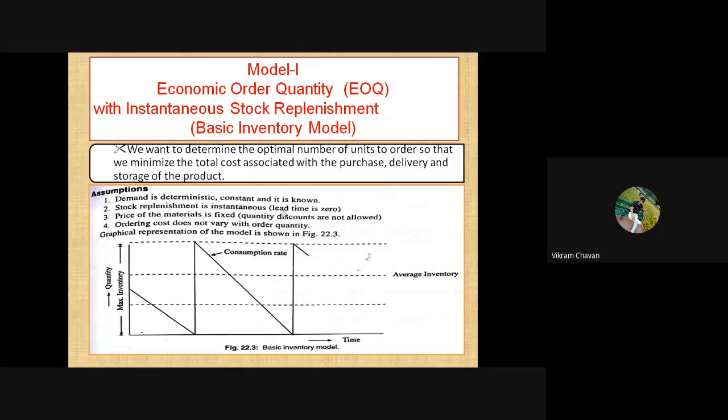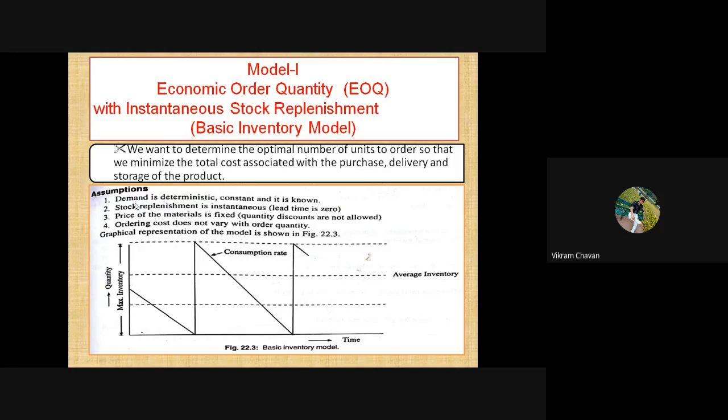Our ultimate goal in any inventory model is to find the economical order quantity or the economical batch quantity. Depending on whether it is raw material, it is the economical order quantity. If it is the inventory of finished goods, then it is the economical batch quantity. To apply this model, certain assumptions are required, so for that purpose we have considered the following assumptions.